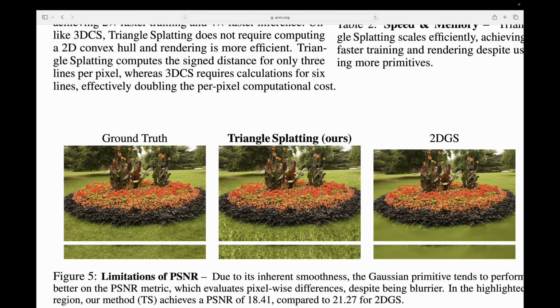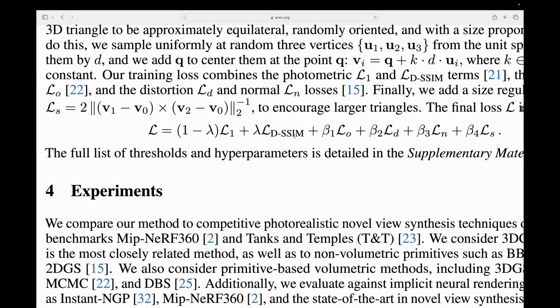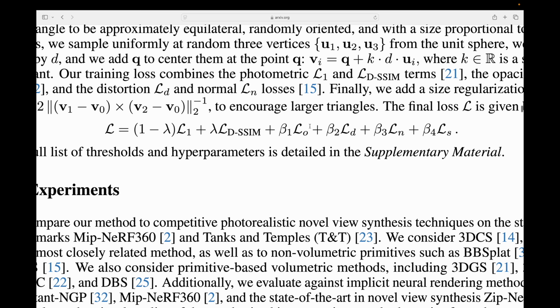In terms of loss, they're a bit more complex than the Gaussian splatting training. Gaussian splatting is just a combination of L1 loss and SSIM loss. Here they have 4 extra terms. There is an opacity term, and a normal term, so they regularize the normal. I'm not sure what LS and LD are, I need to double check. Yeah, LD is a distortion loss. And LS is to encourage larger triangles, okay? So they have the regularization based on the size of the triangles, where V0, V1, and V2 are the vertices.